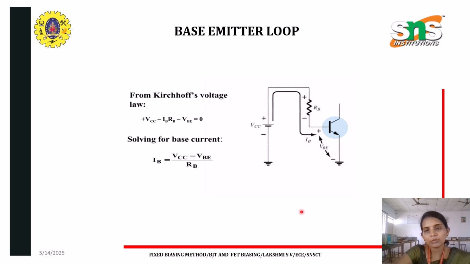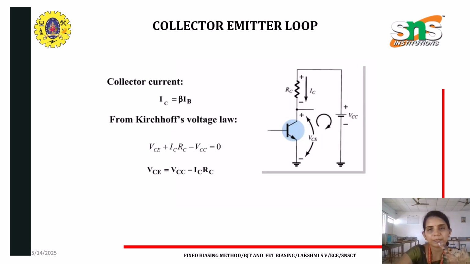Similarly, I am going to do the analysis for my collector emitter loop, which is the output loop. Here I have considered my output part, and the collector current is given in terms of beta. I can relate the base and collector current, as we know beta is always equal to IC by IB. With that relation, IC is equal to beta IB.